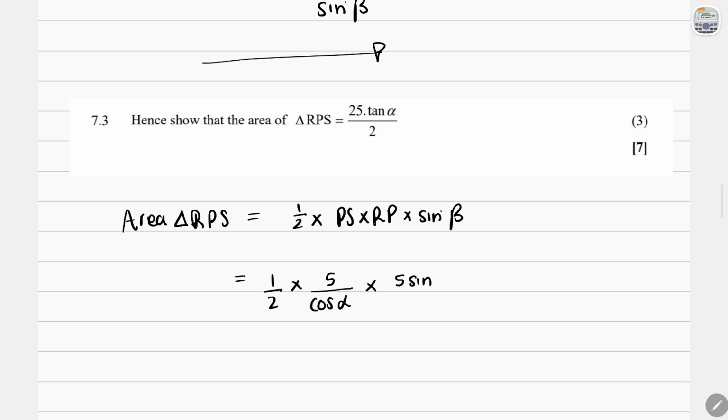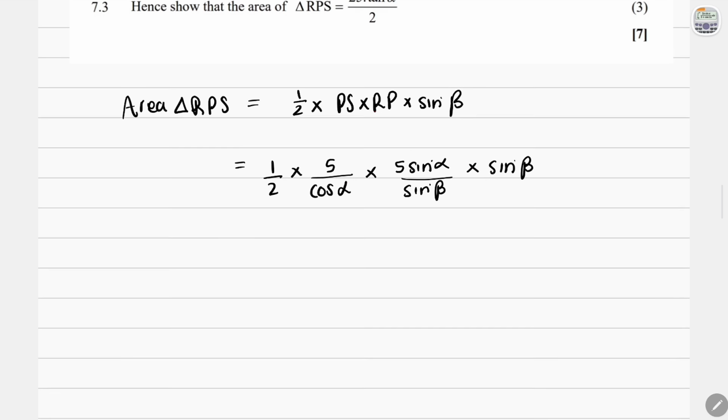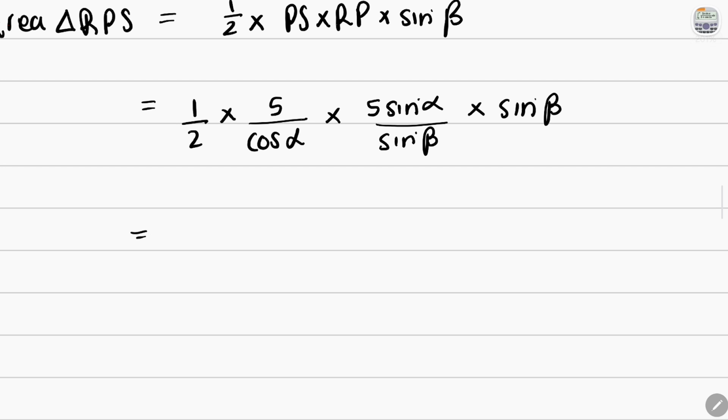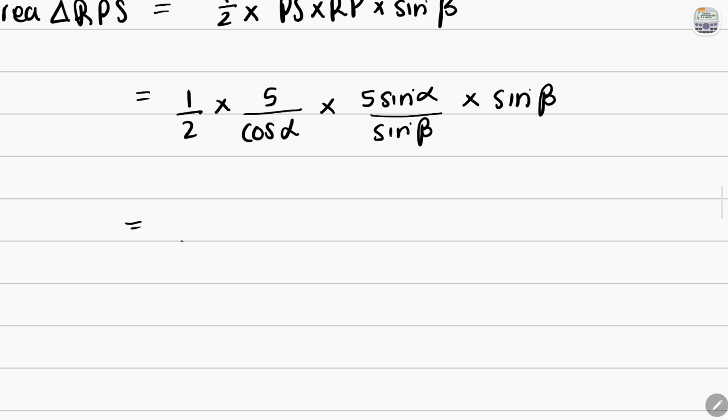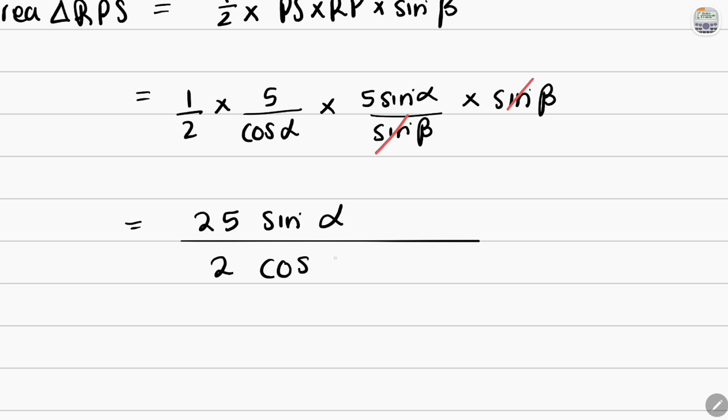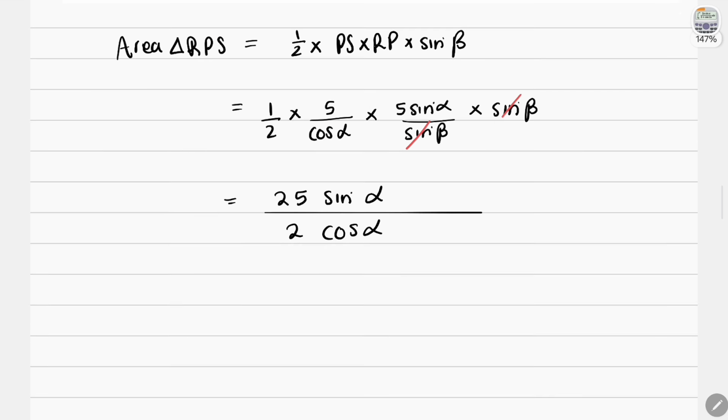So 5 sine alpha over sine beta. And then multiplied by sine beta, because that was the center angle that we had. And all we're doing is simplifying. So this is going to be in the numerator. Let's just see what cancels first. You see that we're just multiplying all through. Sine beta and sine beta cancel. And now in the numerator we are left with 25 sine alpha over, and in the denominator, 2 times cos alpha. That's all that's left, which will be 2 cos alpha. And this is 25 over 2, okay?